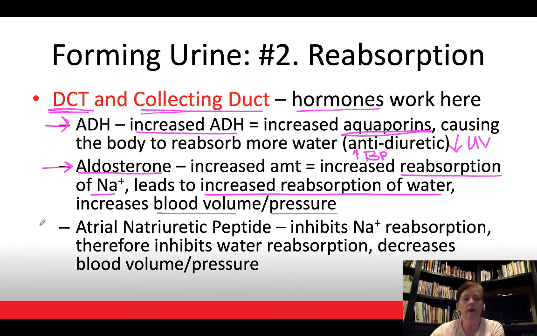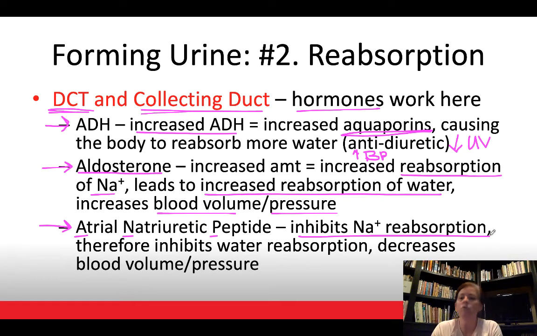Now, atrial natriuretic peptide is exactly the opposite. If you recall, this is ANP, and we talked about this when we talked about the blood vessels and blood pressure. ANP is a hormone that's released by the heart itself, and it's actually released in response to increased blood pressure. So if your blood pressure is too high, your heart is going to release ANP, and its effect is to inhibit sodium reabsorption.